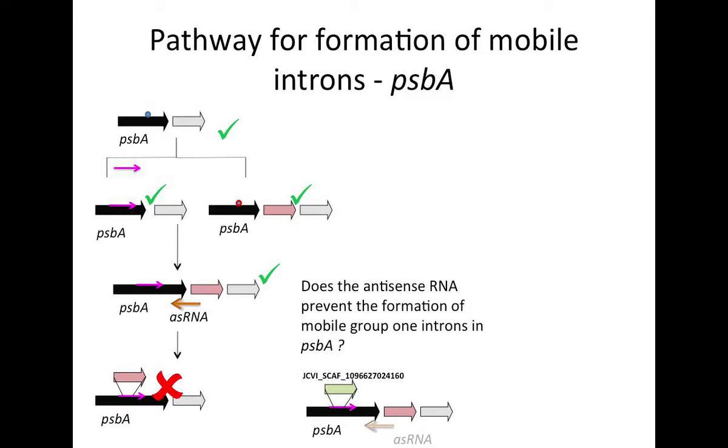So is there a reason for this? Does this antisense RNA prevent the formation of a true mobile group 1 intron? Well, if this antisense RNA had a function, then this may well be the case. Just to add to the slight confusion of this, if we look in the metagenomic data sets, we can find a psbA gene, we can find a homing endonuclease, we can find an intron, but we find a different homing endonuclease family gene within the intron. And we can also predict this antisense RNA. So this gave some credence to, we think this antisense RNA may have a function.